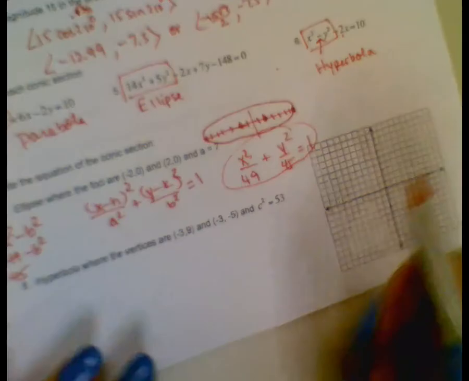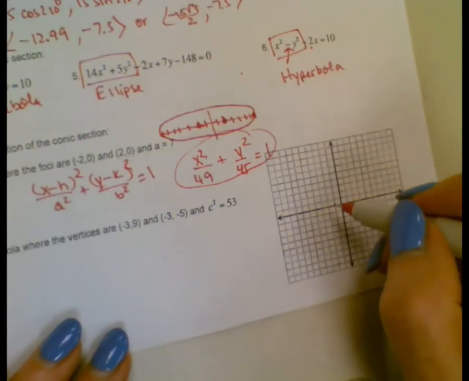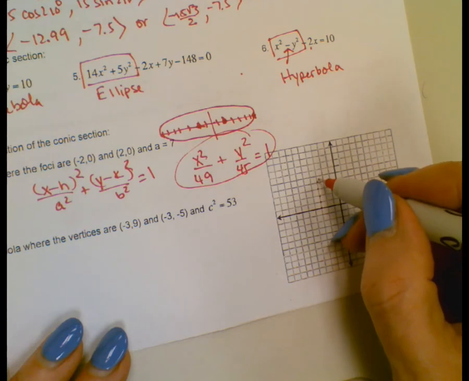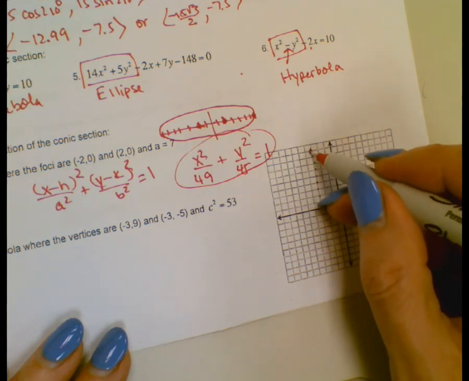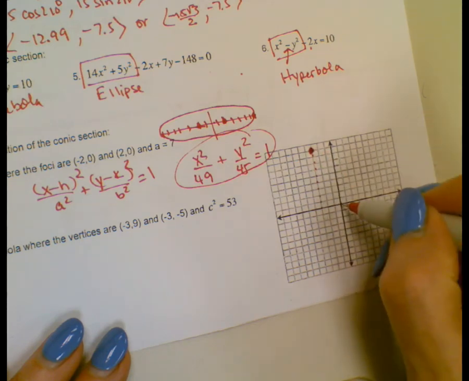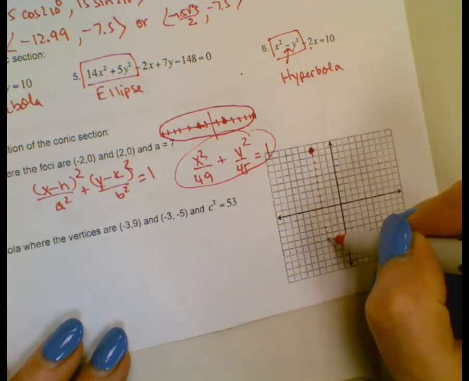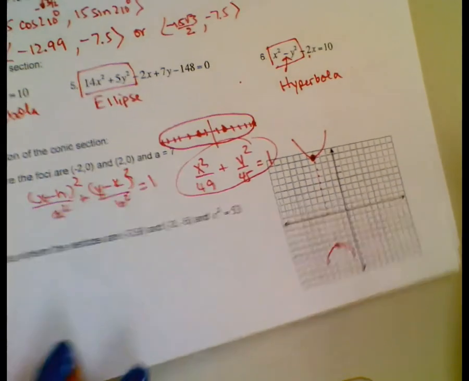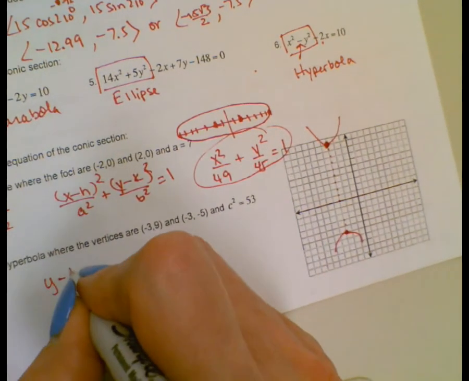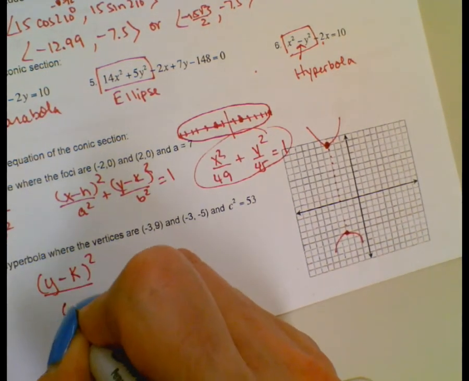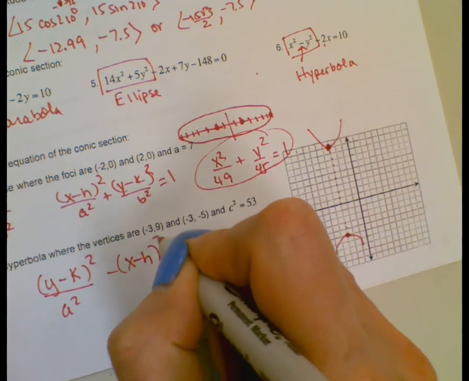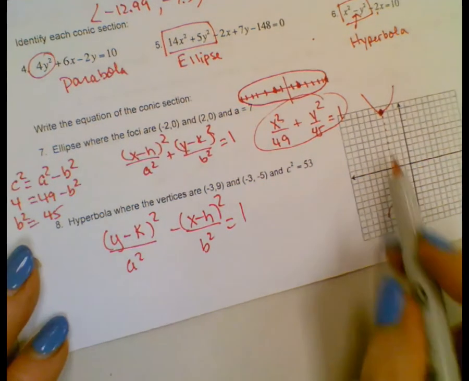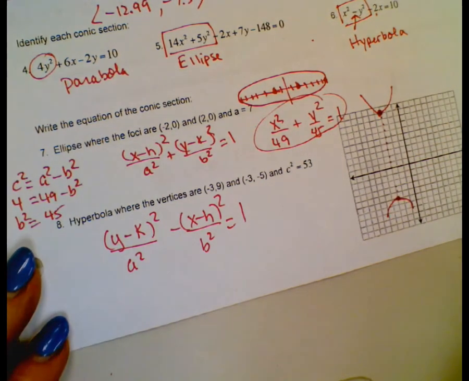Hyperbola, where the vertices are negative, I'm going to use this graph this time. Hyperbola, where the vertices are negative 3, 9. That's a vertice. It's not a foci, it's a vertice. And the other one's negative 3, negative 5. These are your vertices, so it's going to be opening like this. So already that means to me that we're going to be using this form. The A squared always goes with the positive term, and it's going with the Y's because it's going up and down. Because those are your vertices.